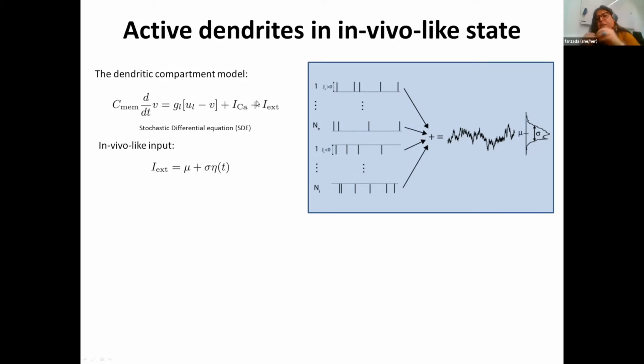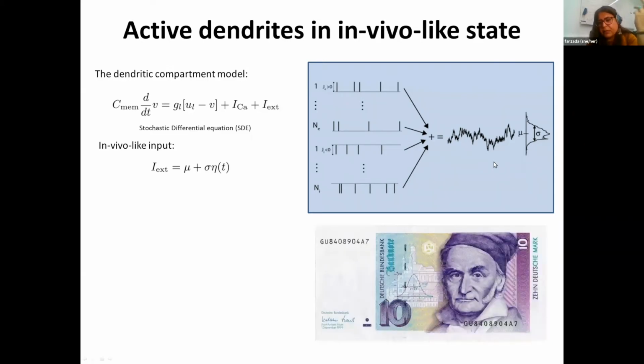So here we assume that we have one single dendritic branch and we just inject external noise to it. This is governed by Gaussian white noise, which we think of as a mixture of excitatory and inhibitory inputs added together, and you get the output of this process, which is basically a Gaussian process, white noise.